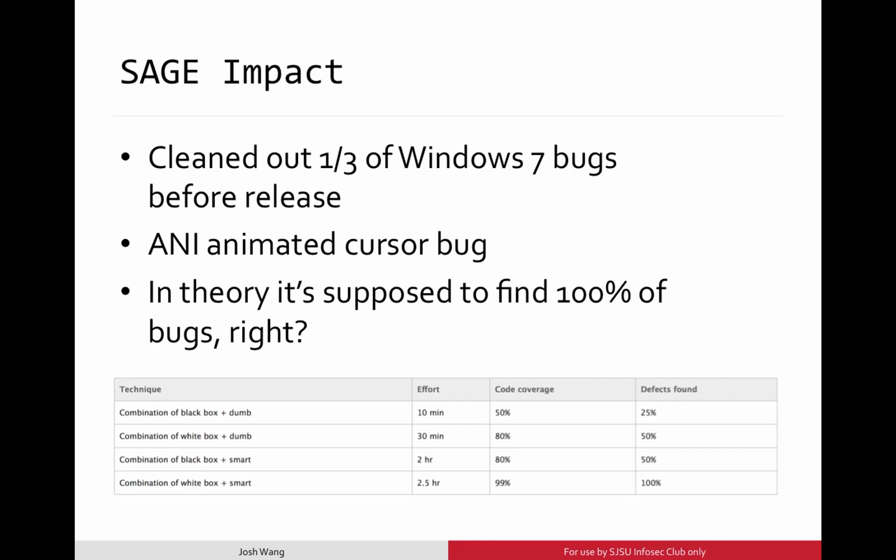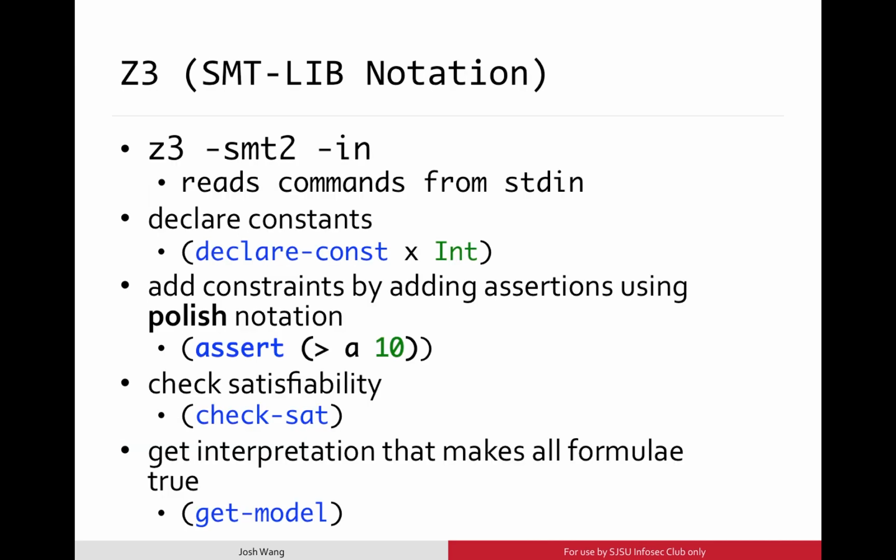But if you read the bottom, the last row is a combination of white box and smart fuzzing, right? Obviously, like we mentioned, that takes the longest because you have to run the program multiple times, but it's supposed to cover 99% of the code, and then 100% of the defects. But this is in theory. It turns out it's not really the case, but we'll talk about that in a few slides.